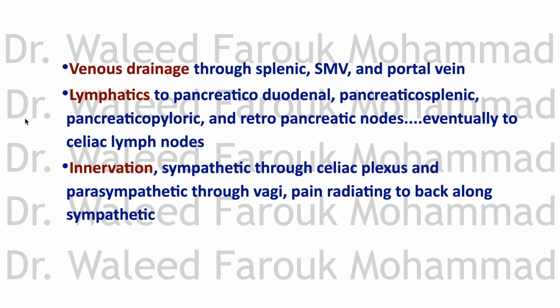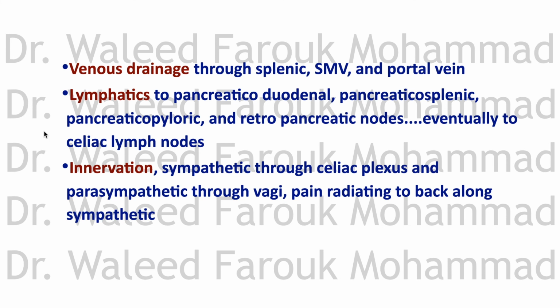The venous drainage of the pancreas is through the splenic vein, which drains with the superior mesenteric vein into the portal vein. The lymphatics: there are various lymph nodes scattered around the pancreas. You can call some pancreaticoduodenal, pancreaticosplenic along the posterior aspect of the pancreas, pancreaticopyloric near the pyloric antrum, and retropancreatic nodes behind the head, and all of these eventually will drain into the celiac lymph nodes.